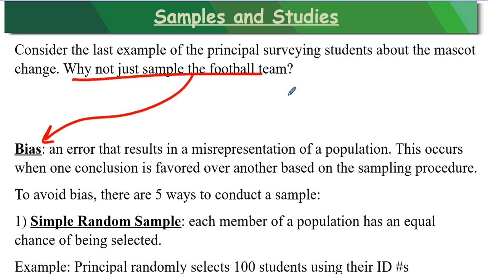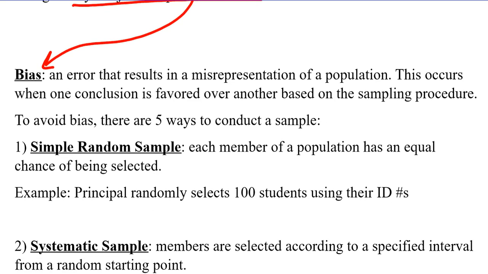So what we do is we're trying to avoid bias. Bias is an error that results in a misrepresentation of a population. It occurs when one conclusion is favored over another based on the way that we sampled. So we sampled in such a way that it was not representative of the population. We sampled too narrowly or inappropriately. There are 5 ways that we can conduct a sample, and some are better at avoiding bias than others.